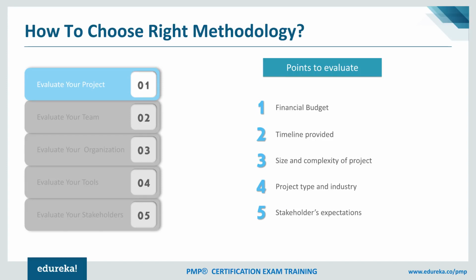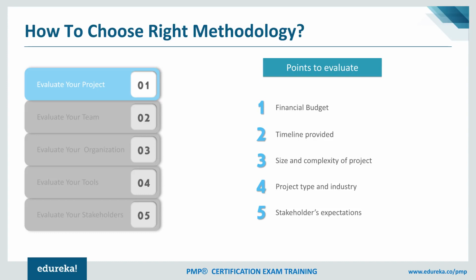So starting with projects. When you're working on a project, how would you choose the right methodology? There are various things under project that we look at. One is, of course, financial budget. So what's your budget? That's also very, very useful. Your timelines, size and complexity of the project, type and industry, stakeholders' expectations.